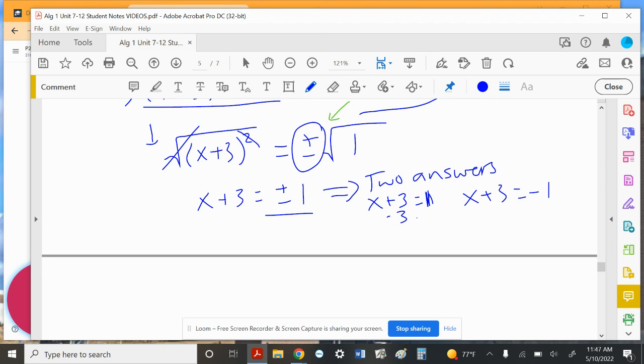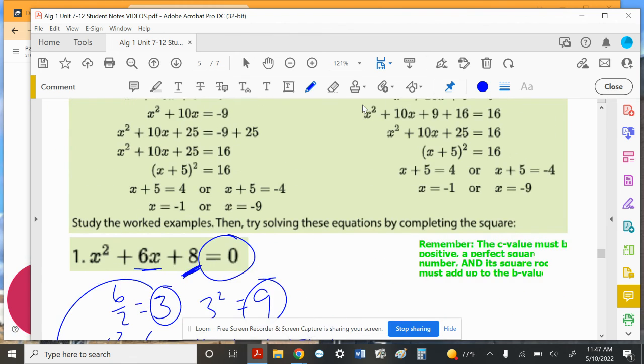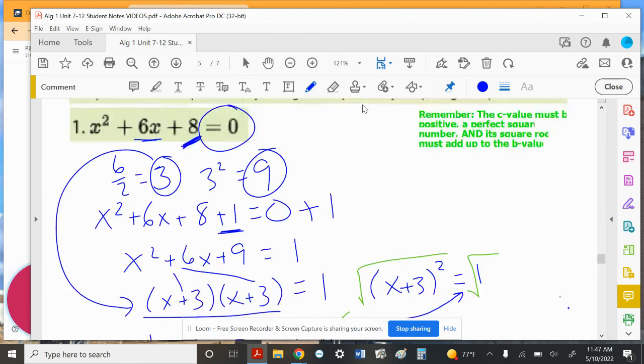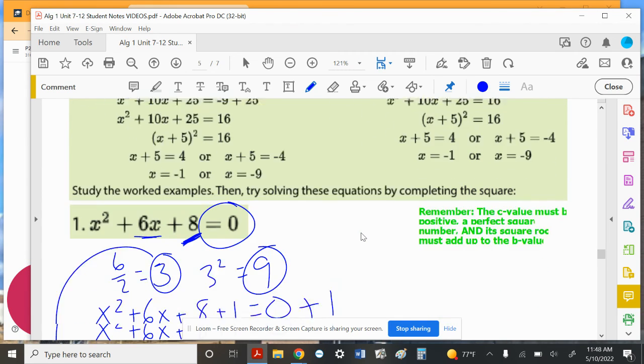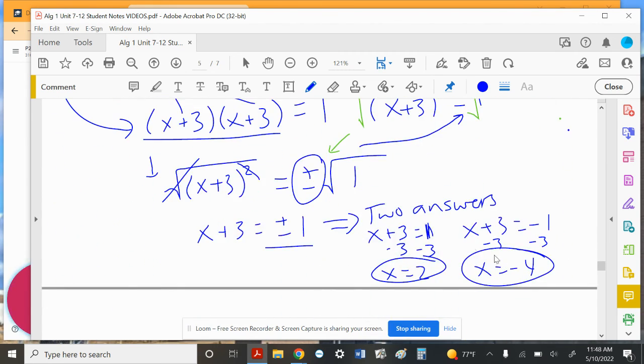Now I subtract 3 from both sides, so I get x equals 2. Subtract 3 from both sides, and I get x equals negative 4. So these are my 2 solutions for this particular one. I could have factored it. Notice what I get. I get 2 and negative 4. Oh, it's not the same. I thought this was the same problem, but it's not. So I get 2 and negative 4 to be able to know what the values of x are using completing the square.